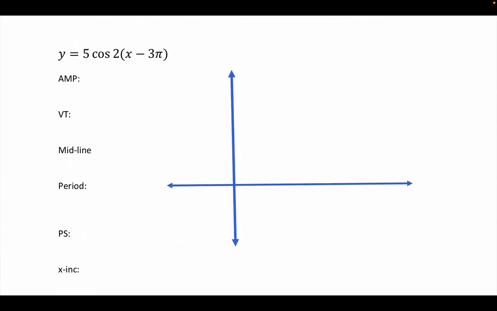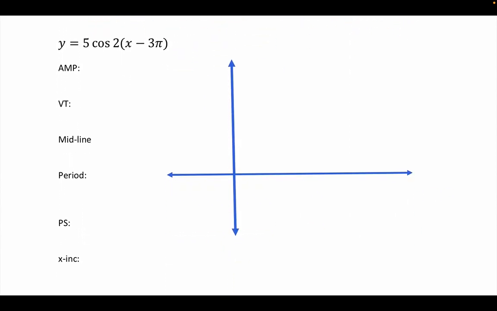Let's try another one. Here I can see my amplitude is 5. There is no vertical translation. My midline is going to be y is equal to 0 because there isn't any translation. My period is 2 pi divided by 2, which would be just pi. My phase shift is going to be 3 pi to the right, but actually if I go one cycle of 2 pi, I'm actually going to end up at pi, right? If I just subtract that, I end up with pi. And then my increment would be my pi divided by 4.